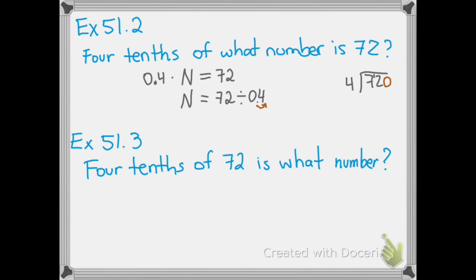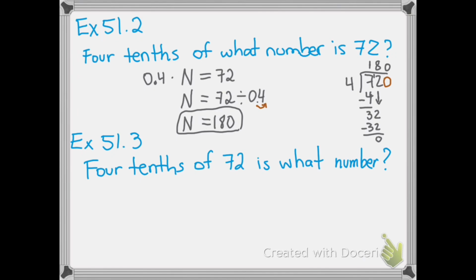So 7 divided by 4 is 1. Then I bring down the 2, and that is 8, because 8 times 4 is 32, and then the 0. So in this case, the number that we're looking for is 180, and that's our answer.